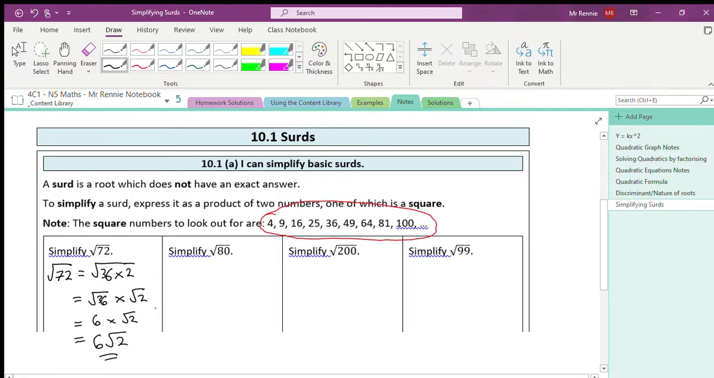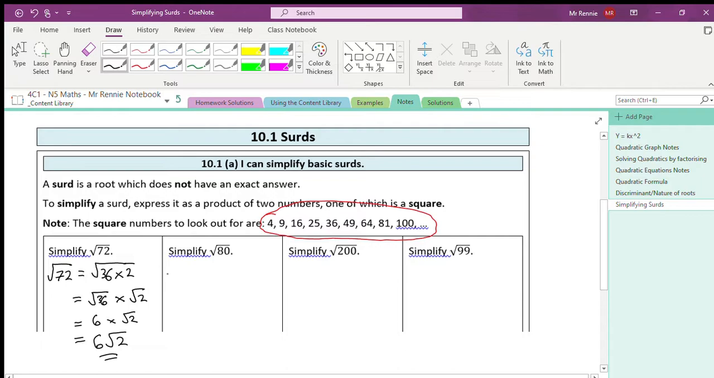Okay, we'll now jump to root 80 again. So again, I've got choices here. I know 80 is in the 4 times table. Okay, I can also divide it by 16. That's going to help me out a lot because 80 divided by 16 would give me 5. Sorry, 25 doesn't fit into 80, nor does 36, nor does 49, or any of the others. So the biggest one I can use is 16 here.